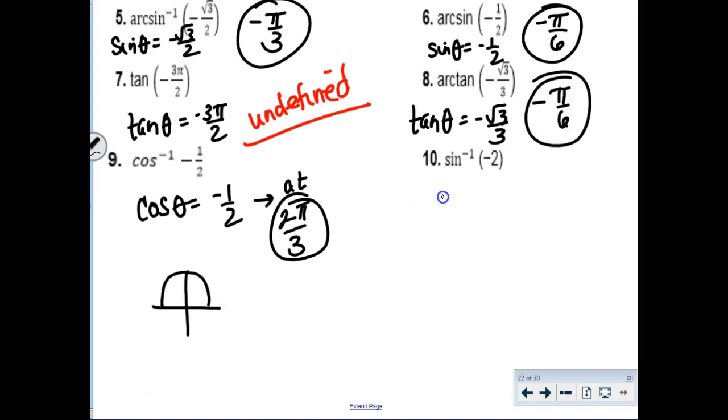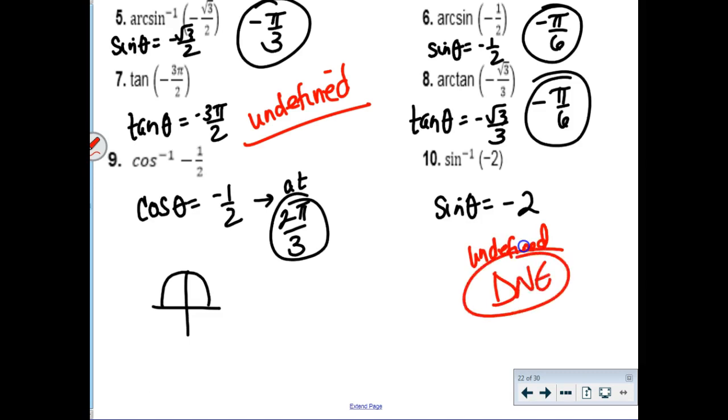All right, and then number 10 here, we have the question about when is sine a negative 2? It's not, because doesn't sine wiggle between negative 1 and 1 for range? So this is another one where you can say it's undefined. You can say it does not exist. My friends who like to abbreviate things, I write a lot of DNEs on this homework.